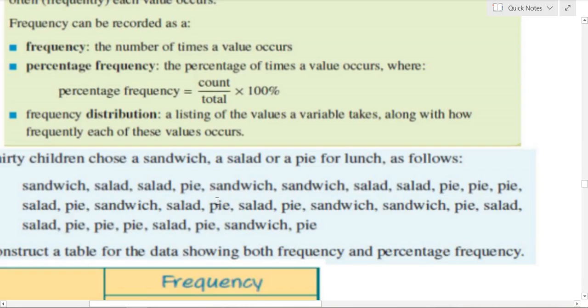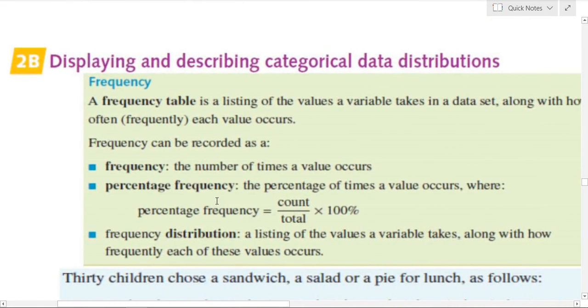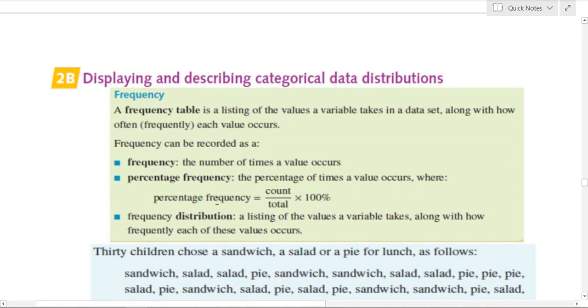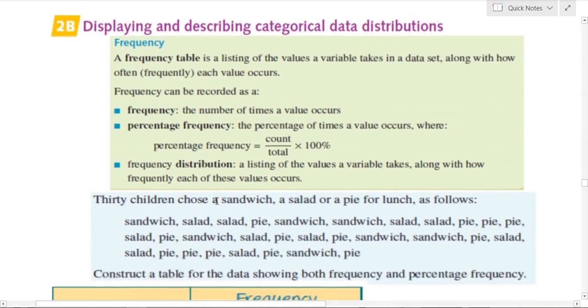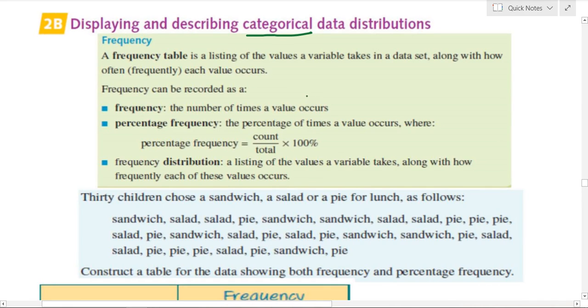Let's do it. Alright, so let's go to this page, 2B, displaying data. This is going to be a bit of a recap of what you had already done at the start of this year, I think it was term 2, when you did a bit of data. Displaying data and describing, we're just going to focus on categorical data, so just data that's either nominal or ordinal. Just descriptive stuff. We're not going to work on numerical just yet.